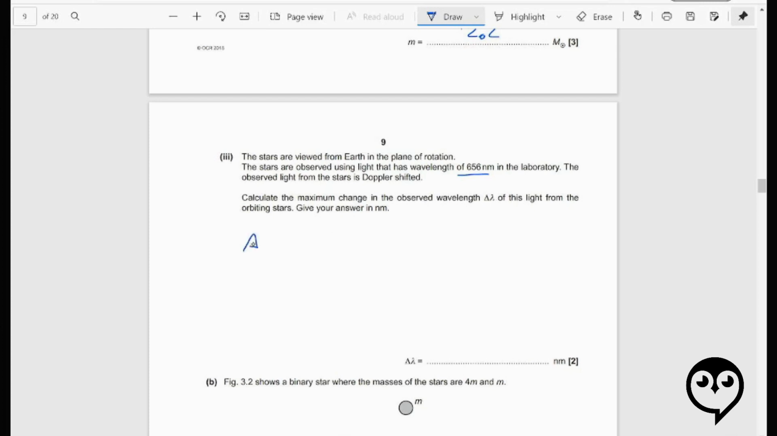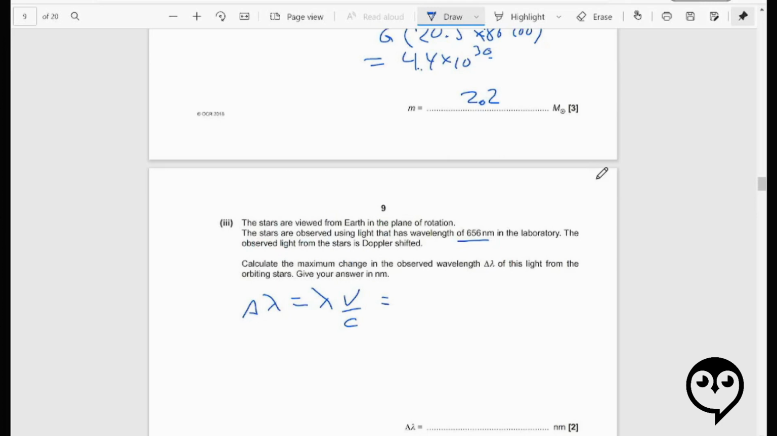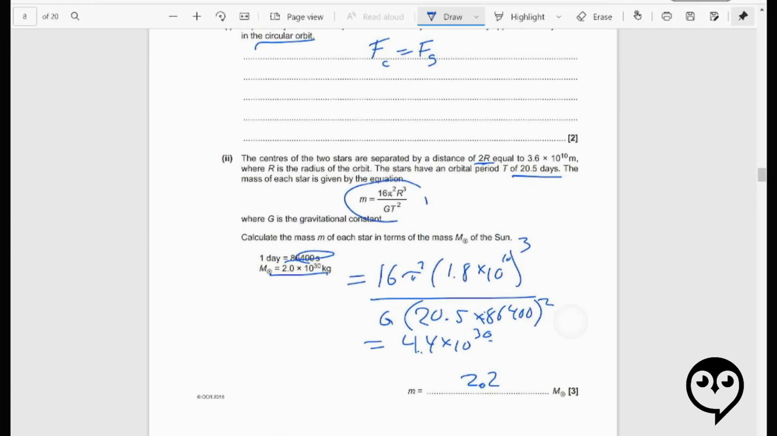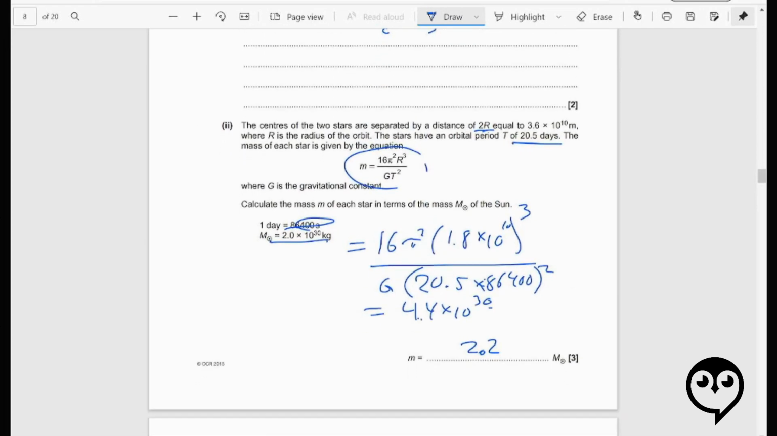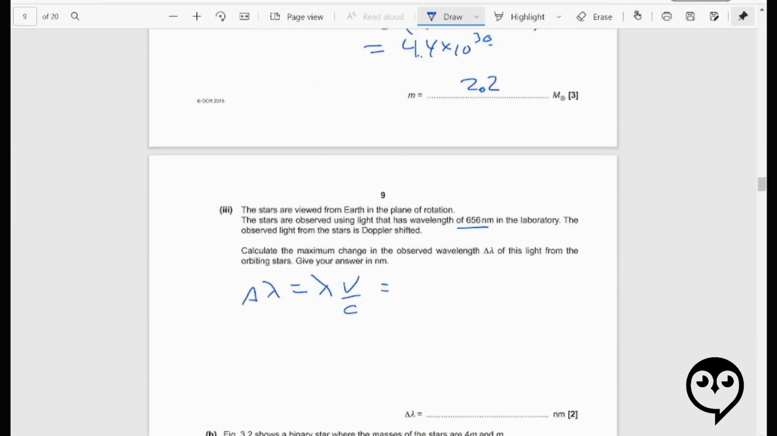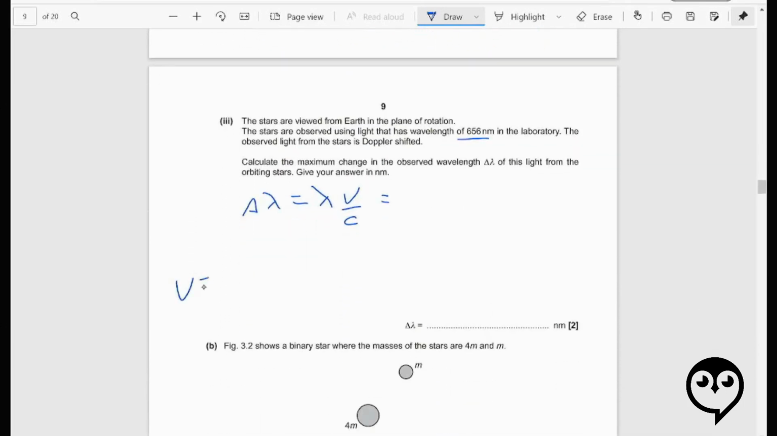Okay, so we're going to scale this up times our ratio of the speed of light there. But the question remains, what is the velocity? Well, they gave us the period. Our velocity is just going to be that circumference divided by the period, right?